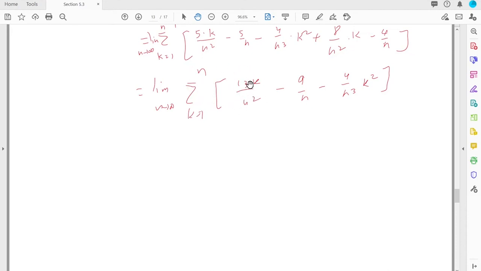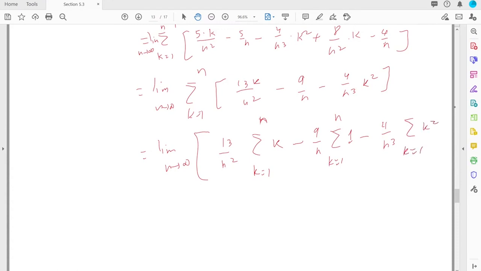So for the summation, this n is constant, so when you try to find the sum, I can keep this constant n outside, and I just have to find the sum of the terms wherever we have this k. For the second term there is no k, so that is actually the sum of 1. I can write it down like sum of 1 from k equal 1 to n. And then I can keep this 4 over n cube outside and find the sum of k square. Okay, because when you try to find this sum, this n behaves like a constant.